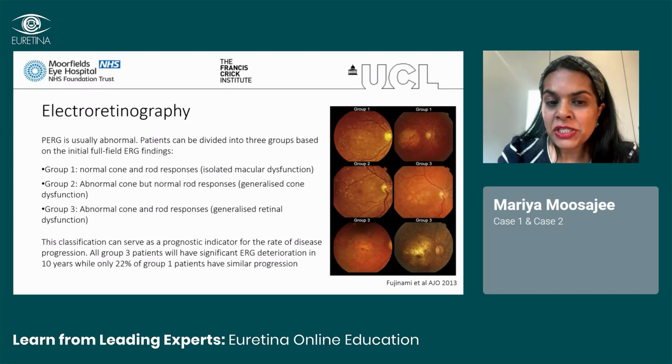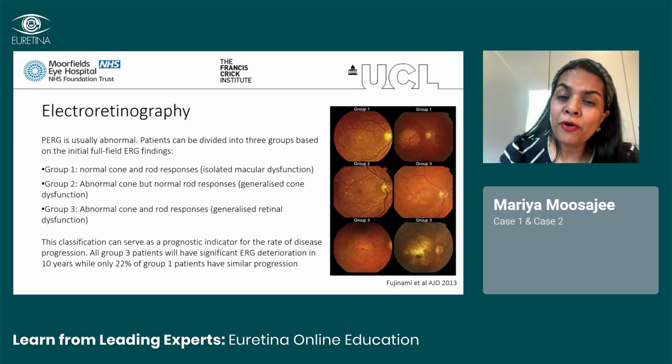So all patients in group 3 will have significant ERG and visual deterioration over 10 years, whereas those patients that fall into group 1, only 22% will have a similar progression. So if you do an ERG on a patient with Stargardt's ABCA4 and they fall into group 1, you can give them a prognostic indication that their disease will be milder compared to those that are in group 3.